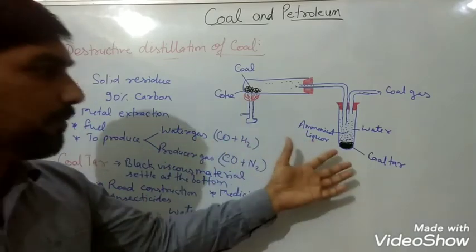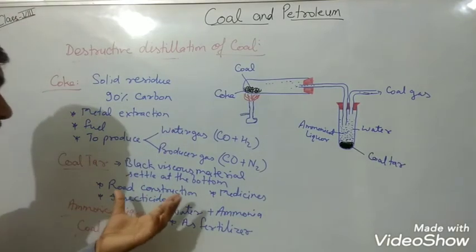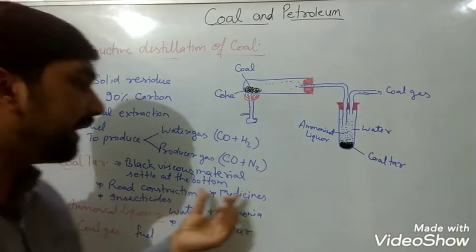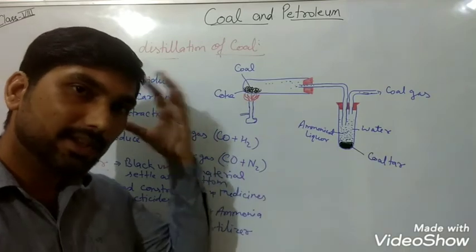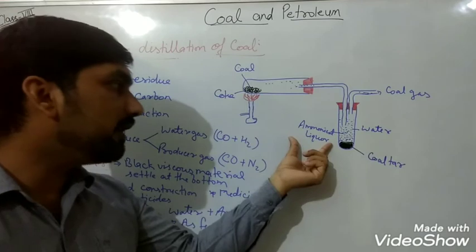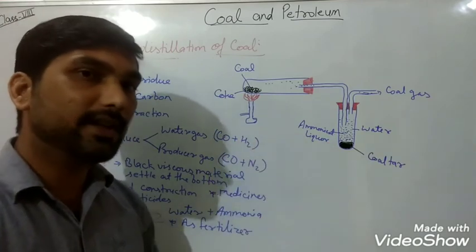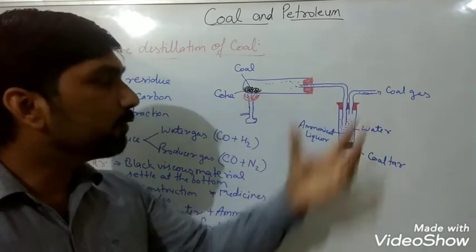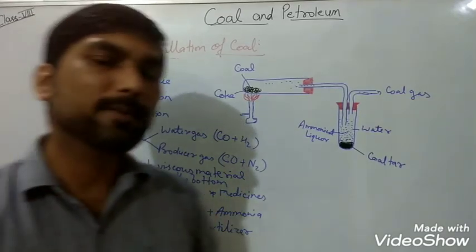Coal tar is used where? In road construction, as insecticides, and in medicines, meaning the dandruff removing shampoos. Ammonical liquor is used as fertilizer in our crop fields, and coal gas is used as fuel.